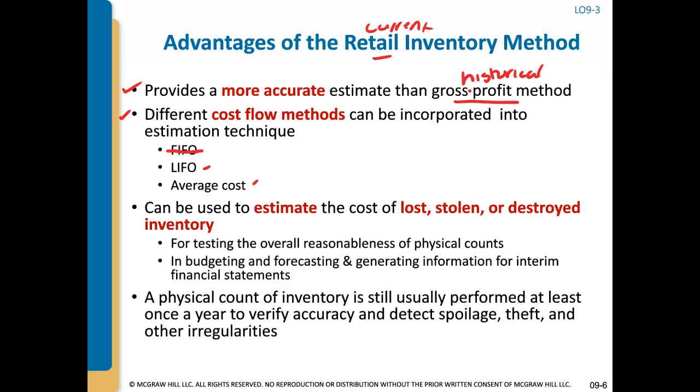And just like the gross profit method, it can also be used to estimate the cost of lost, stolen, or destroyed inventory. It can be used in budgeting and forecasting and interim financial statements. It can be used to test the overall reasonableness of physical counts, used by the auditors to see, does this seem reasonable? But usually, a physical count of inventory is still performed at least once a year to verify the accuracy and other things that we might not consider in the retail inventory method, such as spoilage and theft and whatnot.